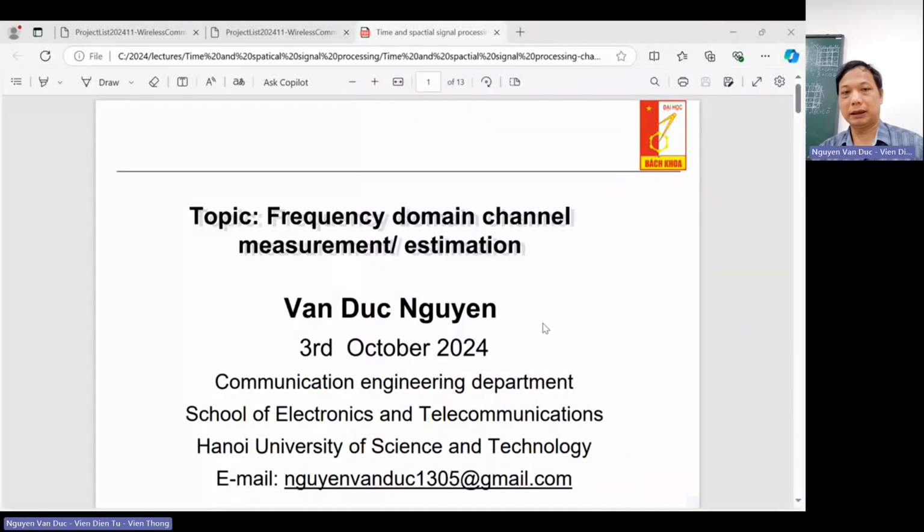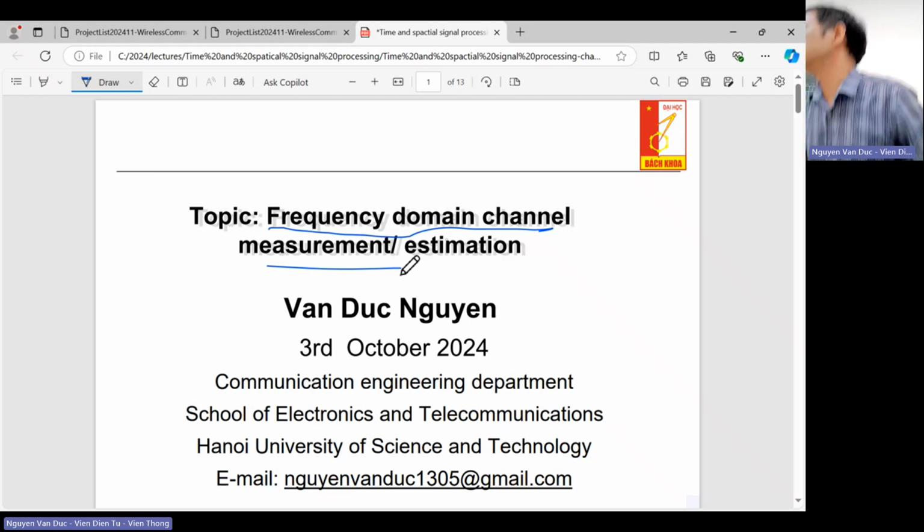We discussed today the topic of frequency domain channel measurement. Do you remember, the last lecture was about the time domain, right? In the last week, we discussed the time domain channel measurement. Now in this lecture, we are discussing the frequency domain channel measurement.